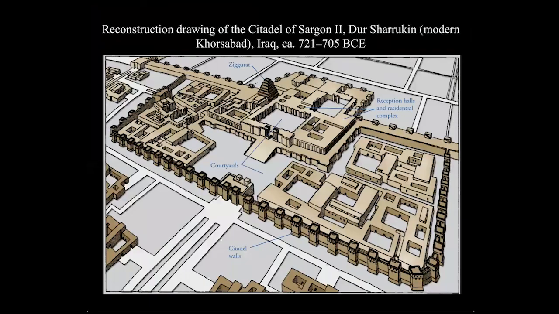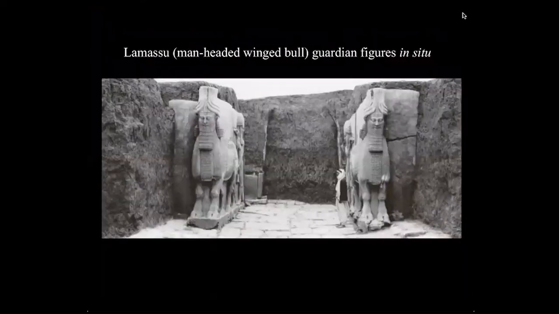So this is a citadel for the Assyrians. And you can see a couple of things we've already talked about, such as the ziggurat. So we'll continue to use that ziggurat, use that elevated platform for a temple. And then these are going to be citadels, which are kind of fortified palaces. So there are reception halls, residential complexes, but also really thick defensive walls. I want to talk about some of those architectural features that they've included in their citadels.